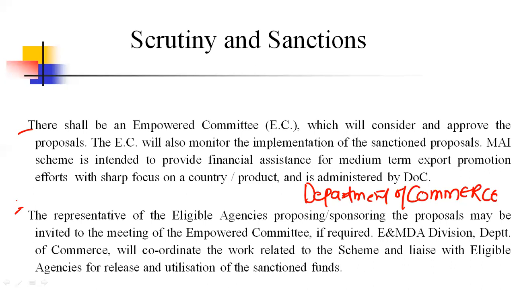So scrutiny and sanctions, what will they do? There will be a separate empowered committee which will consider and approve the proposals. Firstly, they will consider and approve the proposals. After that, the EC will also monitor the implementation of the sanctioned proposals. The MAI scheme is intended to provide financial assistance for medium-term export promotion efforts with a sharp focus on a country and product, administered by the DOC.